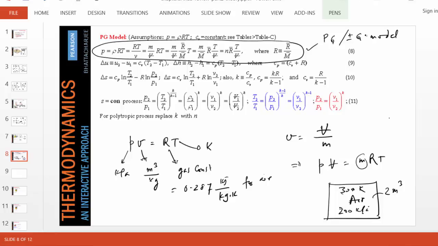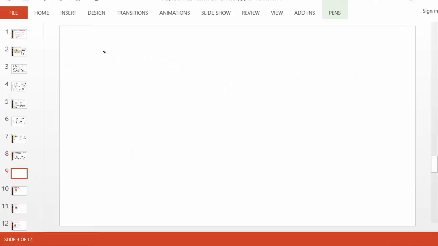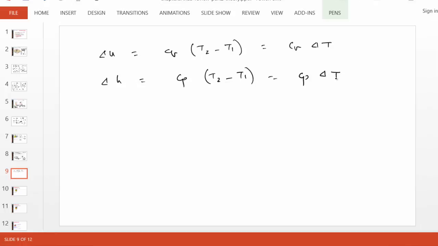But the simplification for the PG model is that we can get a very simple formula for change in internal energy. Specific internal energy is given by Cv times T2 minus T1. In other words, it's delta u equals Cv delta T, and delta h similarly is Cp delta T. The Cp value and Cv value for air should be almost memorized, because we are going to use that a lot.